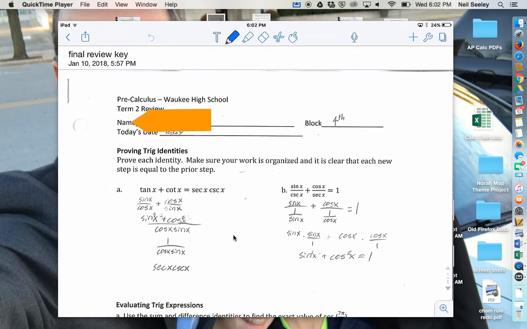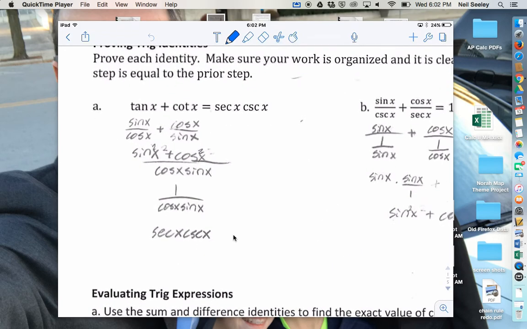So guys, here's a little walkthrough of each problem on there. I'll go a page at a time, so hopefully these aren't too long a video. So here's the first page of the final review, and it's got identities.